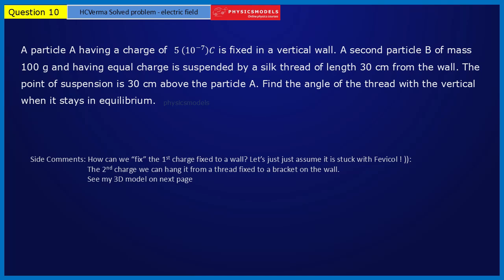Hello everyone, we meet again today to discuss a solved numerical by H.C. Verma. This is a tricky one. It's good for you to go through all the numericals and solve them yourself.